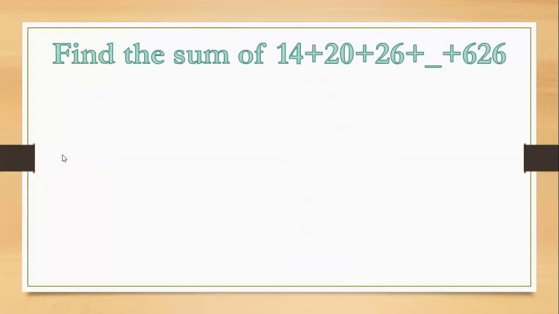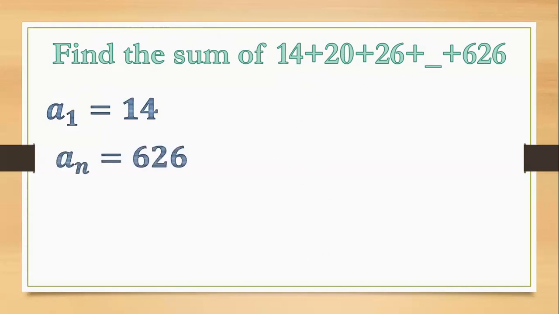Another example: find the sum of 14 plus 20 plus 26 plus and so on up to 626. So let's identify first the givens. A sub 1 equals 14. A sub n equals 626. The difference, so let's subtract two consecutive terms. 20 minus 14 equals 6. 26 minus 20 equals 6. So the difference equals 6.